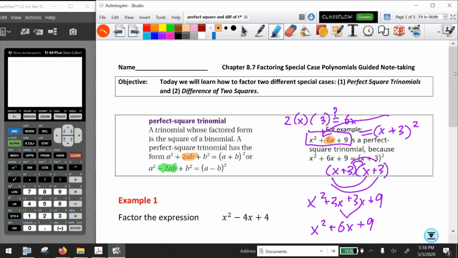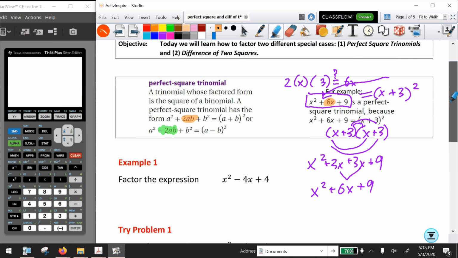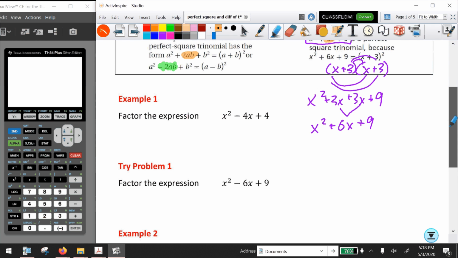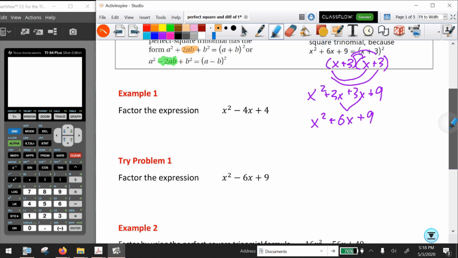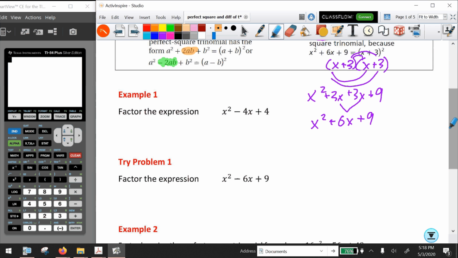All right, let's go ahead and do another example. Factor the expression x squared minus 4x plus 4. Well, we're going to ask ourselves, is this that special case? Is negative 4x equal to negative 2 multiplied by the square root of this times the square root of this? Let's see. What's the square root of x squared? x. What's the square root of 4? 2. And negative 2 multiplied by that is equal to negative 4x.